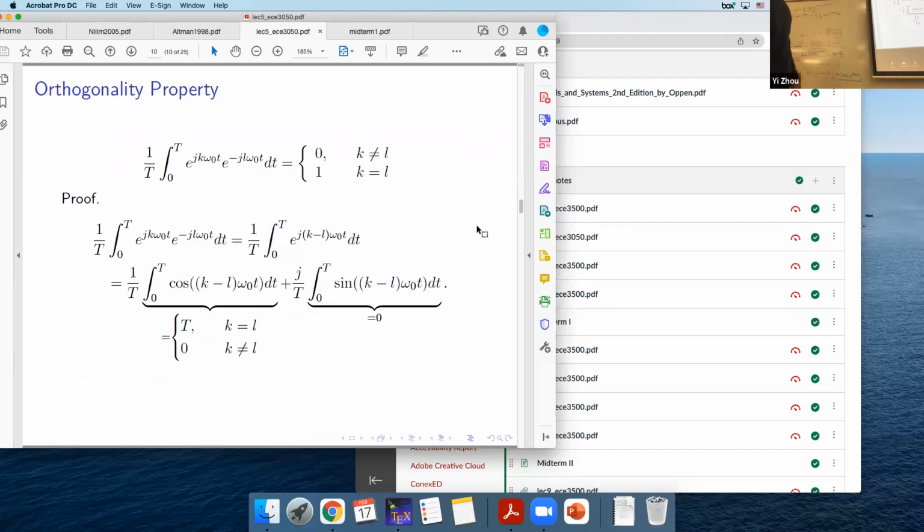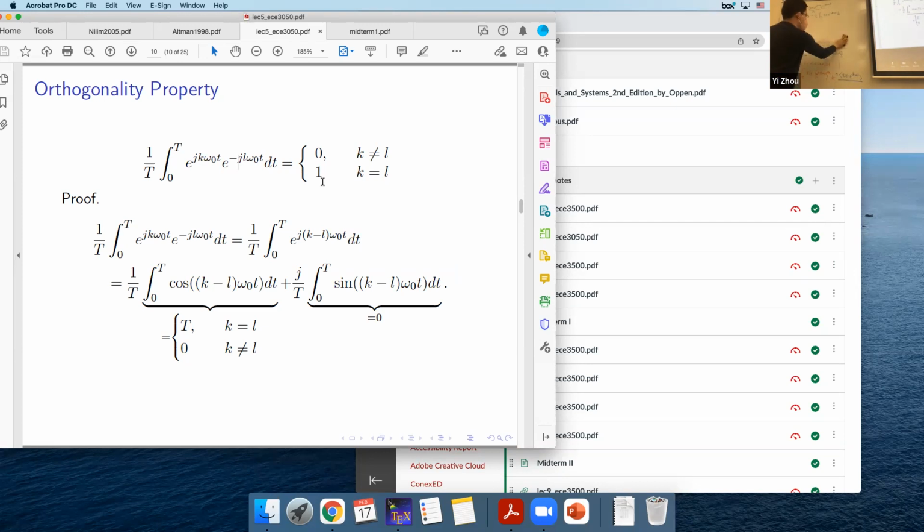So this slide is to justify that this collection of bases are orthogonal, in the sense that if you look at this result, such an integration, depending on the indexes k and l, can be either 0 or 1. So this is exactly like an orthogonality property in high dimensional space.